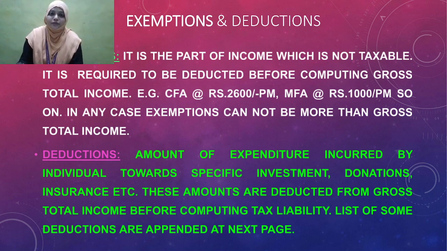The first one is exemptions. This is a part of income which is not taxable and is required to be deducted before computing gross total income, for example rupees 26,000 per month, and so many others. Exemptions cannot be more than gross total income. Deductions are the amount of expenditure incurred by an individual towards specific purposes and deducted from gross total income before computing the tax liability.